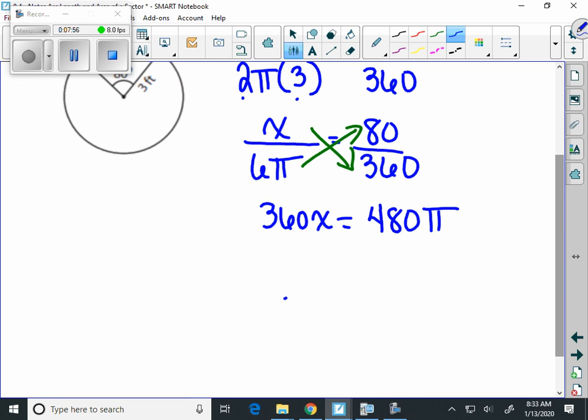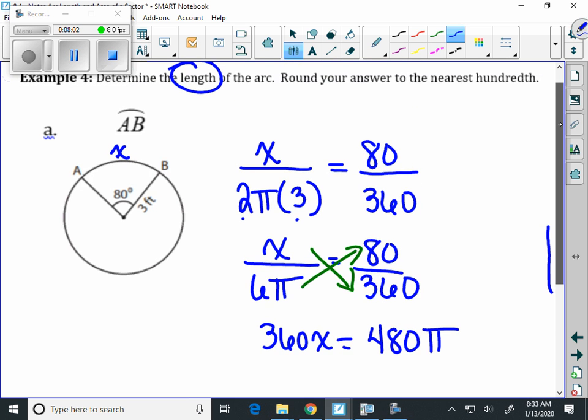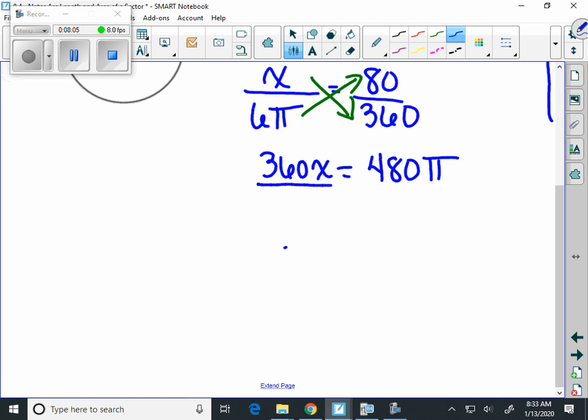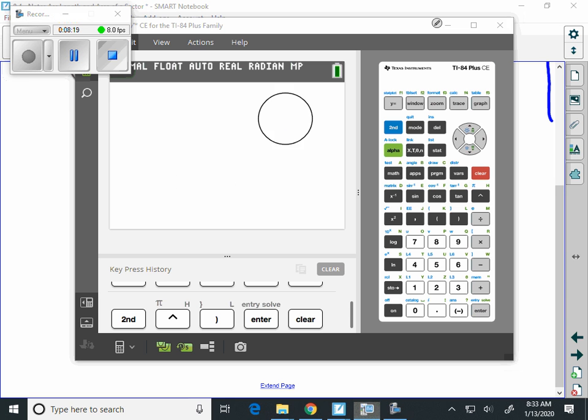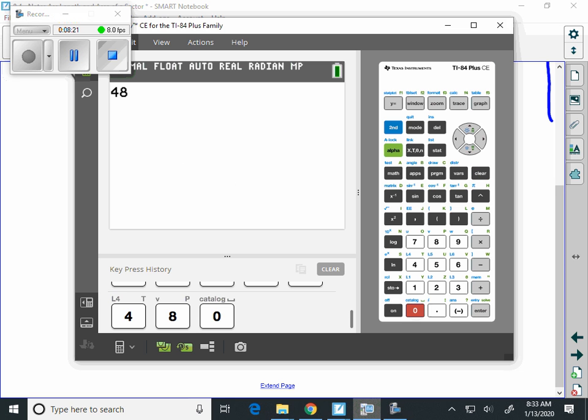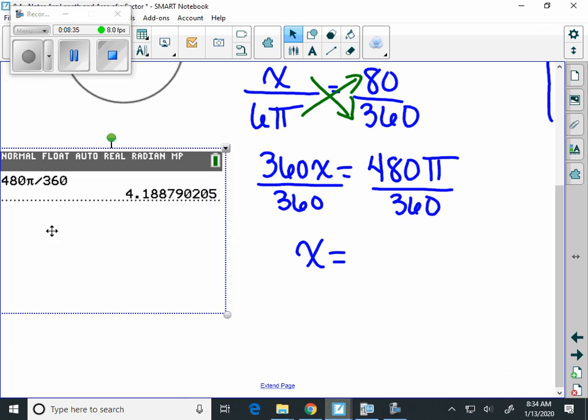Ultimately, what we're trying to do is figure out what is the length of arc AB, if I can get there. There it is, where that x is. So we're going to divide both sides by 360. And now, when we finish, we can type this in. And again, if you're using a calculator, it's going to be 480 pi, which is second and then the caret, divided by 360. And that's going to give us our value here.